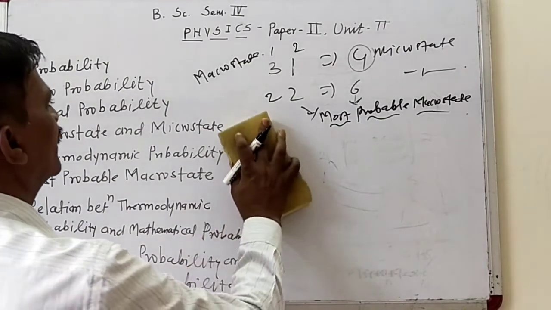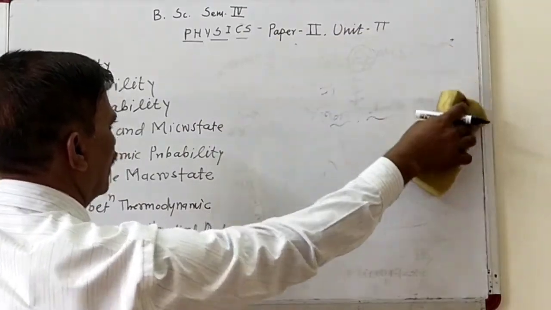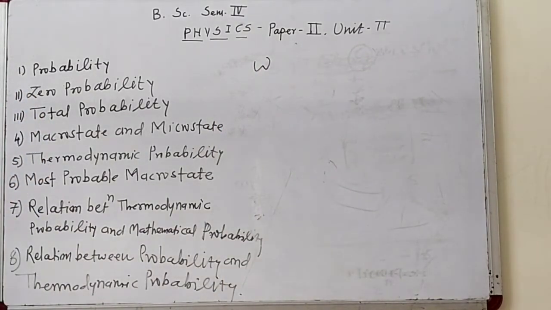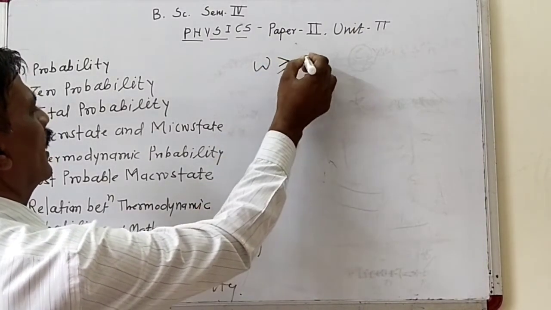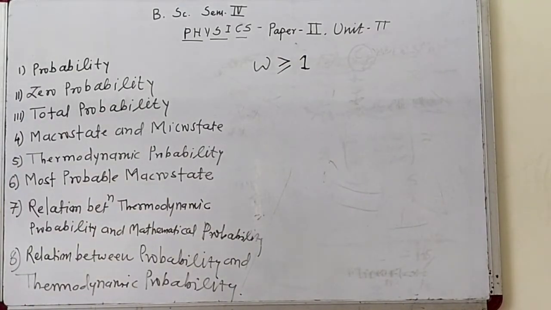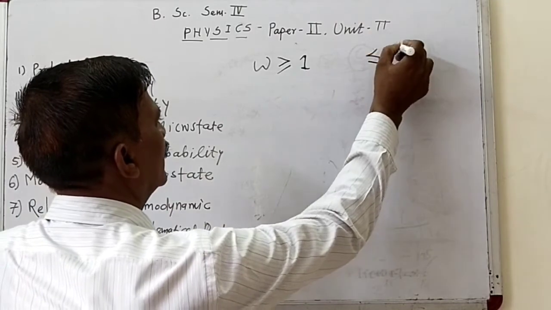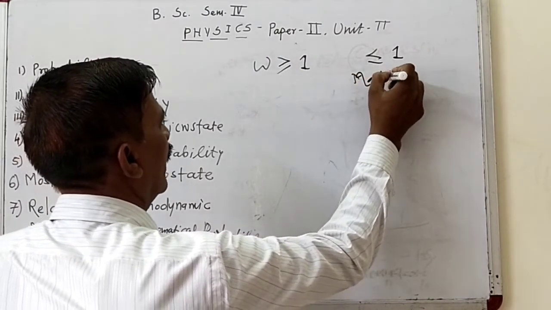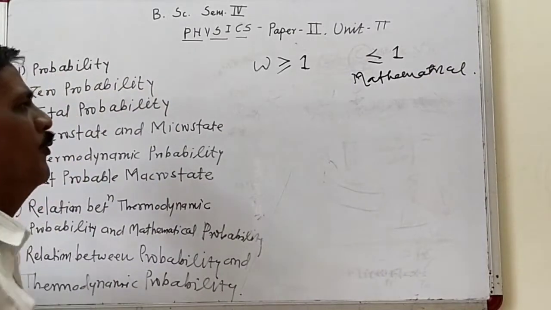Right? Then the relationship between thermodynamic probability and mathematical probability. We know thermodynamic probability is denoted by the letter omega, and its value is always greater than or equal to 1. Thermodynamic probability is the number of microstates related to a macrostate. The mathematical probability is always less than or equal to 1. Many times a 1-mark question is asked in the exam: what is the difference between mathematical probability and thermodynamic probability? The value of thermodynamic probability is always greater than or equal to 1, and the value of mathematical probability is always less than or equal to 1, right?